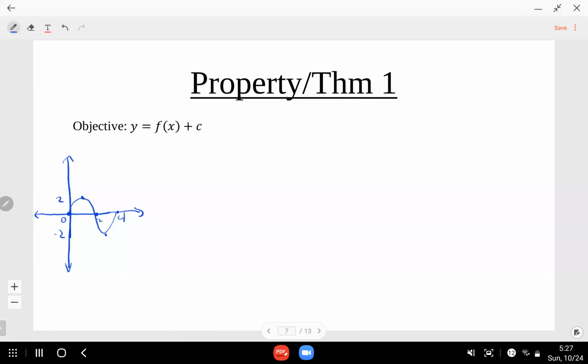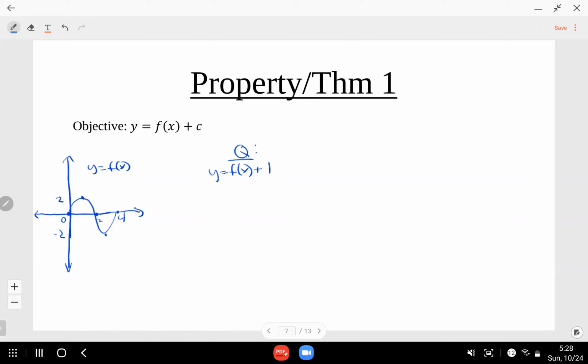Now, actually, I'm going to give you a question. So let's say this is called y equals f(x). This is f of x, and this is the graph of that. So what would f look like if we added 1 to it? What would the graph of y equals f(x) plus 1 look like?